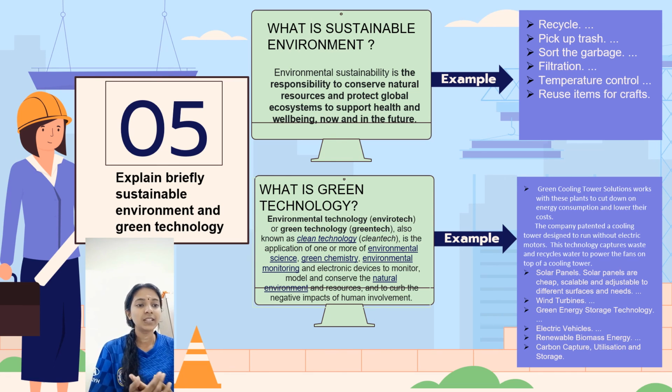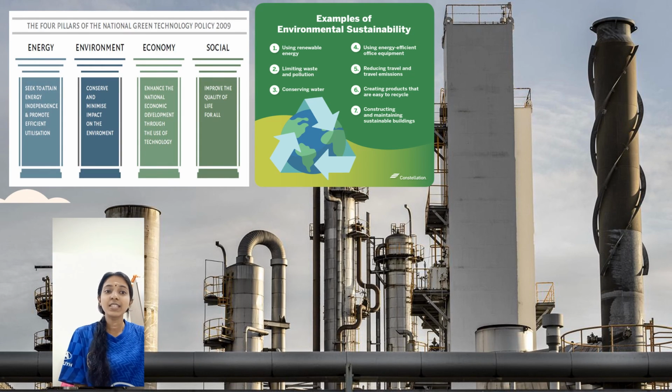The second green technology example is solar panel. Solar panels are cheap, scalable, and adjustable to different surfaces and needs. There are also wind turbines, green energy storage technology, electric vehicles, renewable biomass energy, carbon capture, utilization, and also storage. These are the examples of green technology and also environmental sustainability.